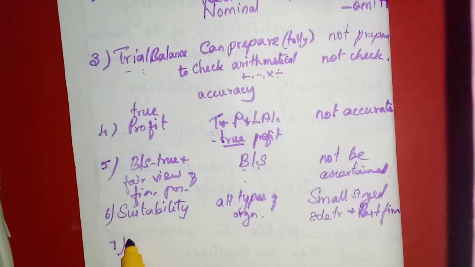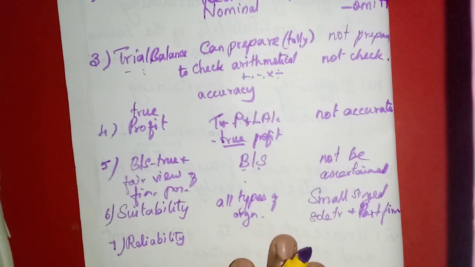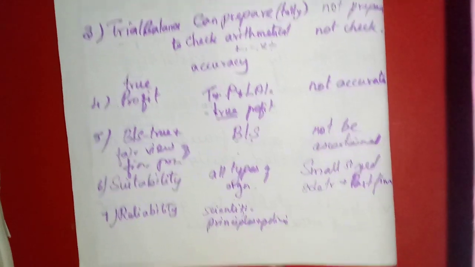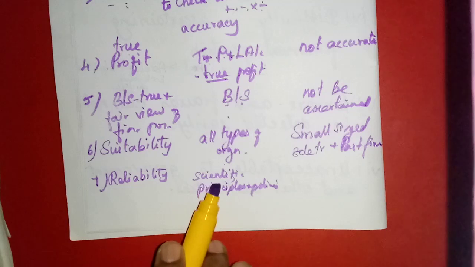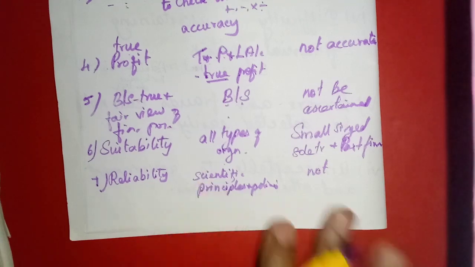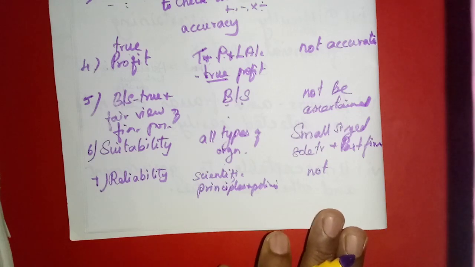Then the reliability. Can the information of the accounts be relied on? Reliability means whether it can be believed. Can we believe the accounts? Yes. The double entry system is reliable because it is a scientific system: we follow the accounting principles and policies, and concepts and conventions are followed strictly, so the information given by the double entry system is reliable. But incomplete records are not reliable.